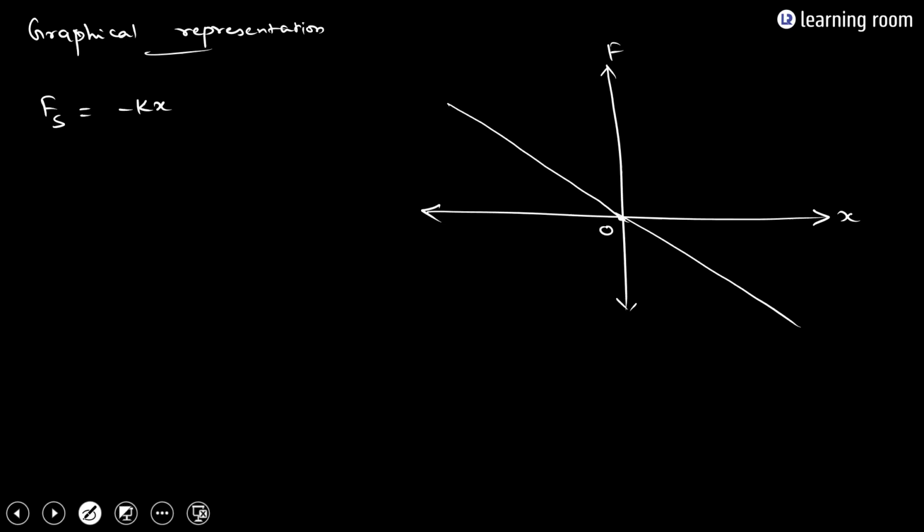If this is 0 and this is xm, which is the maximum elongation taking place in the spring, when you drop a perpendicular here, then this area is going to be minus K into xm square divided by 2. So when you draw a graph between the force and the displacement for a spring force and calculate the area made by the graph between the points 0 to xm, that area's value is going to be minus K into xm square divided by 2. Make a note of it.